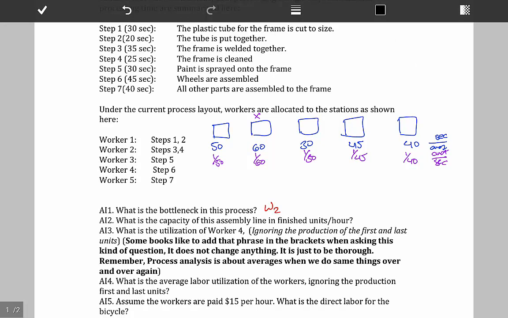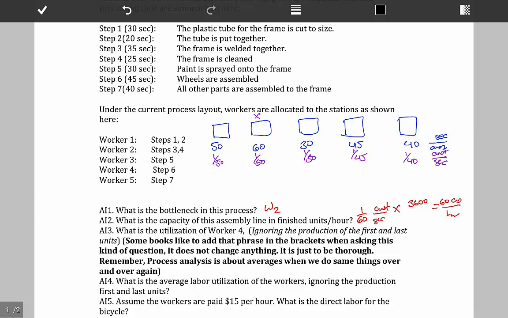What is the capacity? Well, the capacity is in terms of customer per second. We know that is 1 over 60 customer per second, but that's not what the answer wants. The answer wants it in terms of customer per hour. You can find the conversion factor is 3600. 1 over 60 times 3600 is 60 customers per hour.